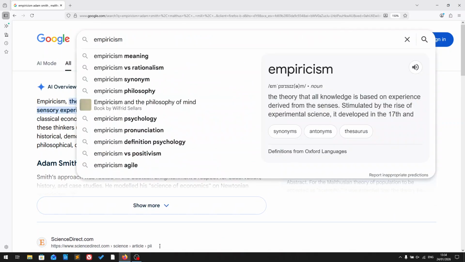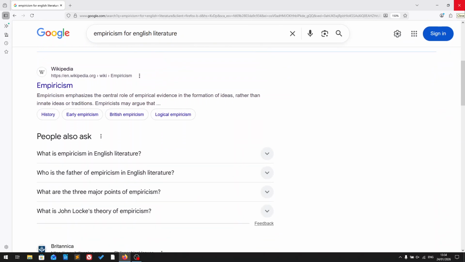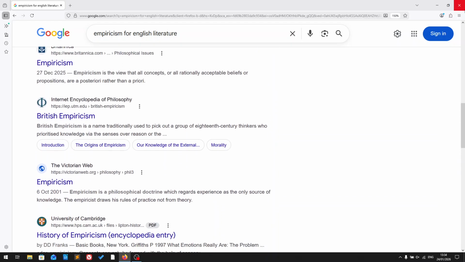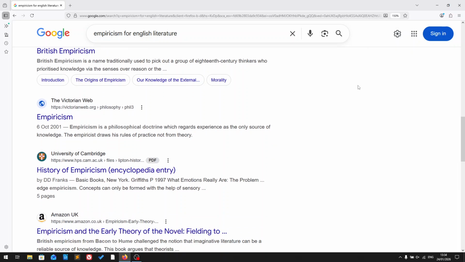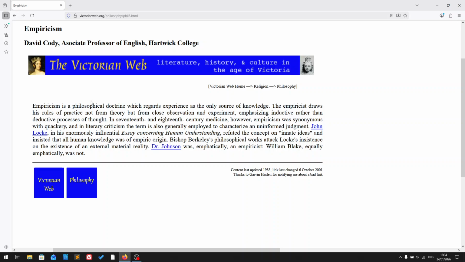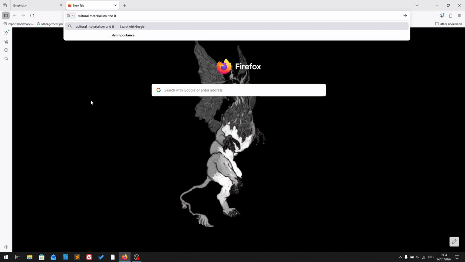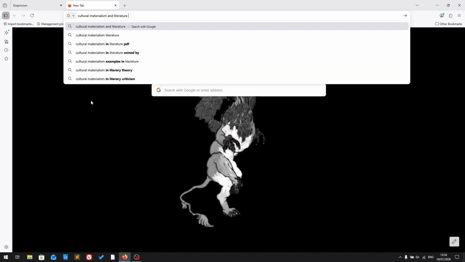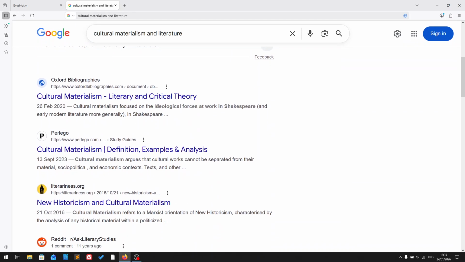So, what else do you want to know about empiricism for English literature? I'm just exploring it with you. Okay, British empiricism. It's definitely had a great effect on literature. As you can see, the Victorian Web covers an entire entry on this, so it's worth examining. And you will have, for example, cultural materialism and literature, literary theory, cultural studies, literary and critical theory. That's bibliographies. I would recommend this: go through a bibliography and find out what might be of use to you.